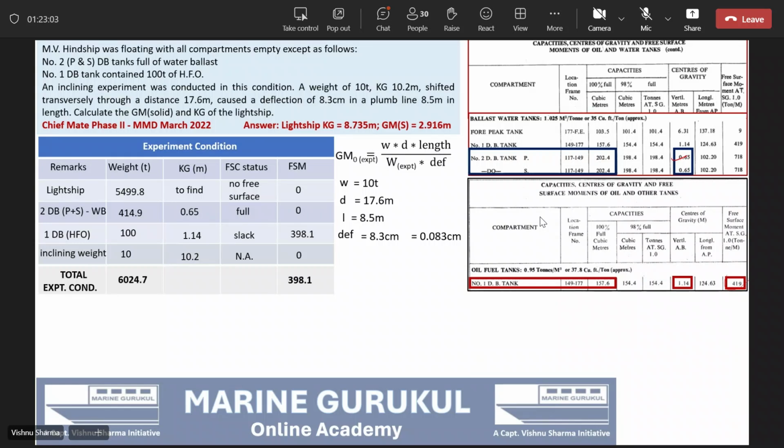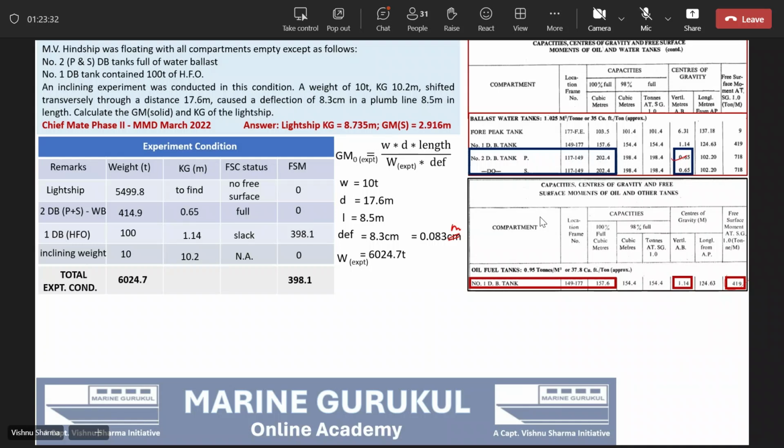Okay. What is the W in the experiment condition? 6024.7. Sorry, beta, that's a typo error. Okay, W experiment is 6024.7, guys. Correct, sir. Now we have everything which will give us GM initial in the experiment condition. Can you calculate how much will be the GM initial in the experiment condition?